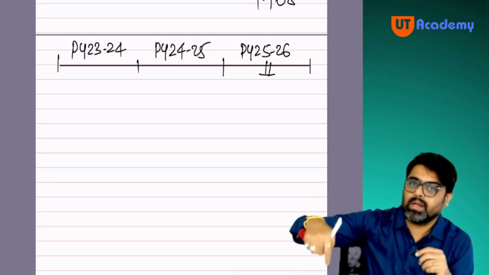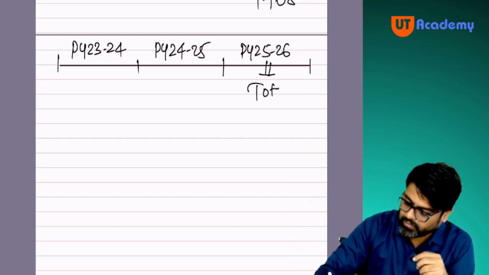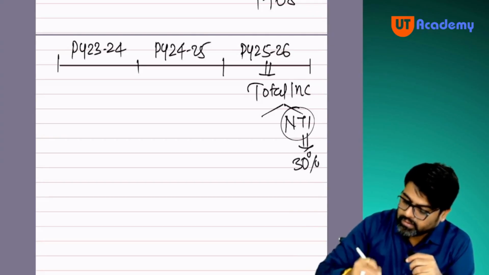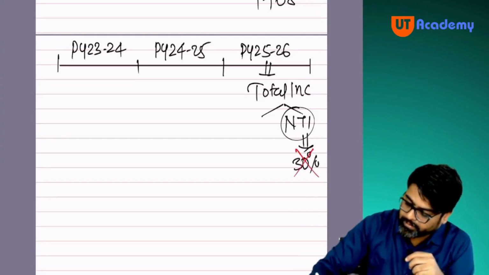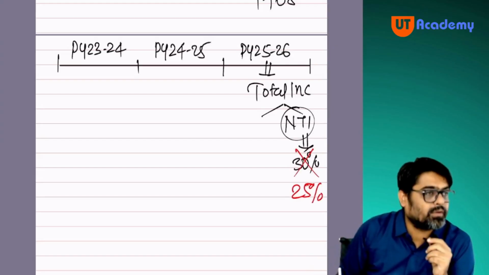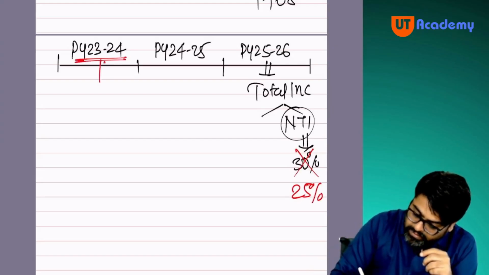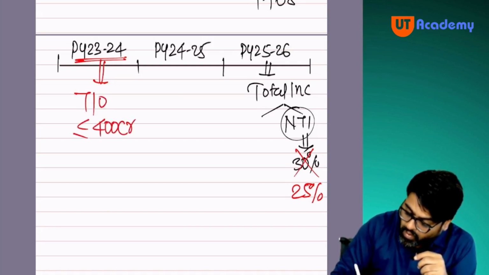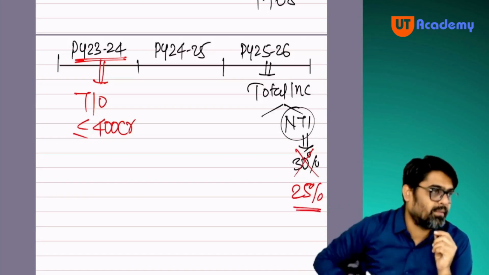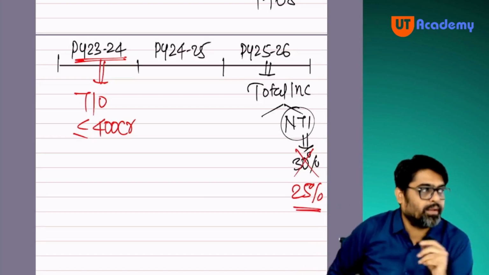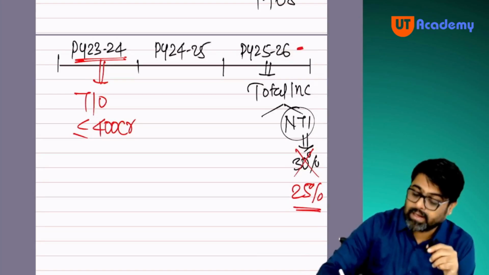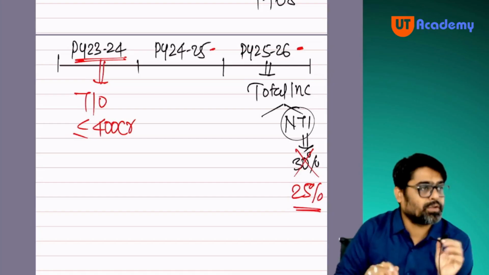Will you calculate your total income for this year? Total income you have calculated. From that, the normal total income is there, no? On that normal total income, 30% tax is applicable. So instead of 30%, you apply 25%. If the turnover for this year is less than or equal to 400 crores, only then this 25% will be applicable. Now see, why have they not taken the turnover for this year? There is a logic which I am telling you.